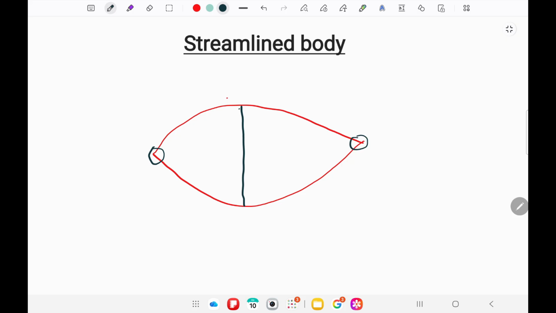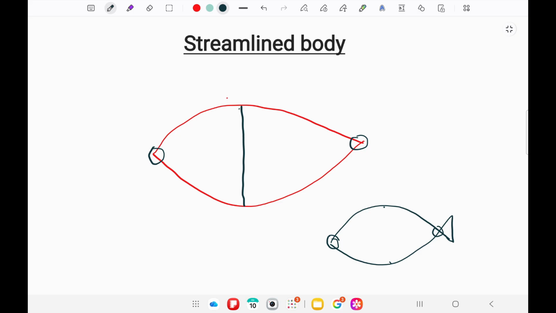Now, recall the shape of fish. It looks like this, right? It is broader over here and it is tapering at both the ends. Is it not? How does this shape of the body help the fish? It helps the fish to swim through water very easily. The water will provide the least resistance if the body is streamlined.